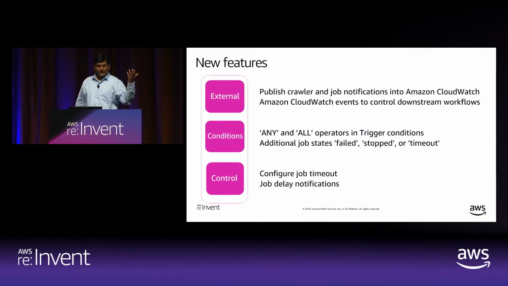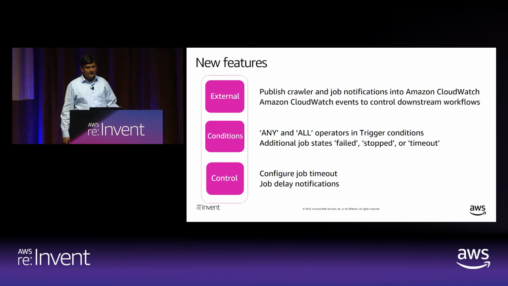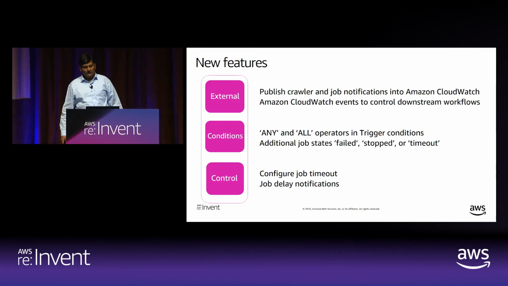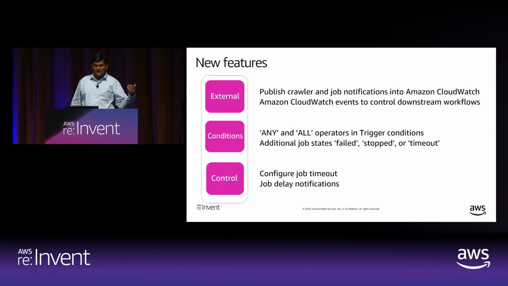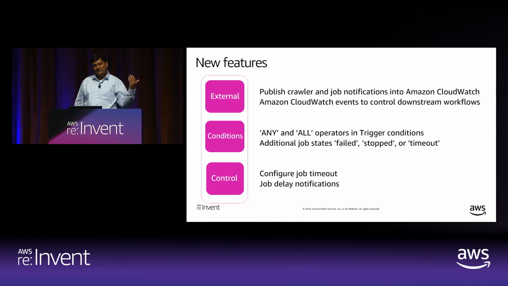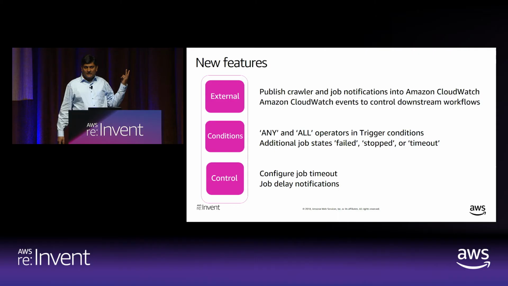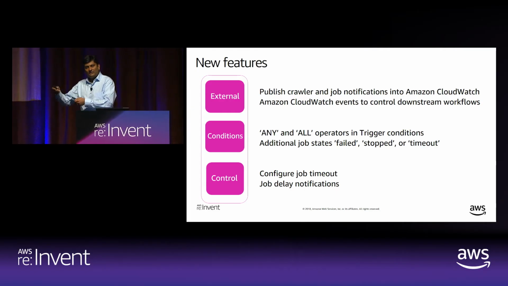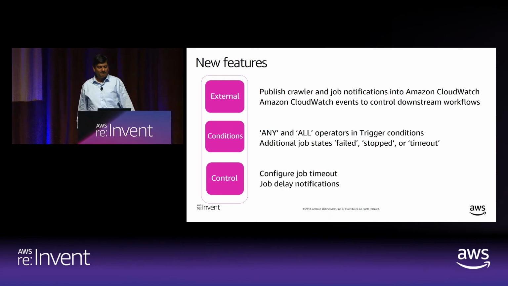To integrate externally with other services, we actually send notifications when a job is complete or a crawler is complete into Amazon CloudWatch. We publish these notifications, which will then trigger Amazon CloudWatch events, and you can use those events to then control downstream workflows. We added two new condition types, any and all. Any is basically an or. A bunch of upstream jobs get finished, and if any of them finish, you can then trigger the trigger, which then runs a workflow for a downstream job.